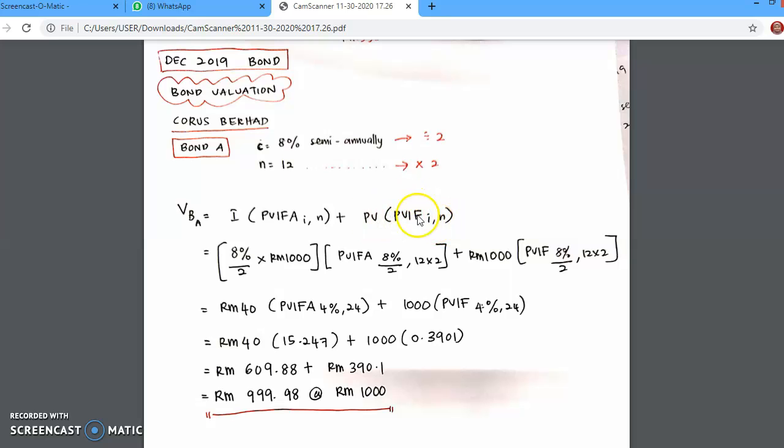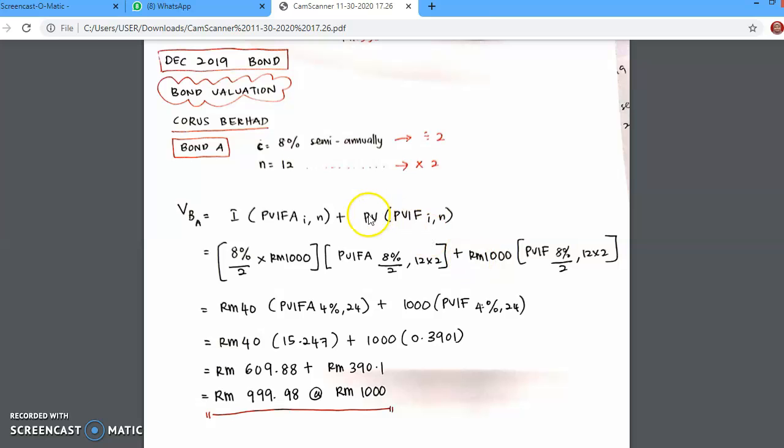Since par value ni kita bayar sekali sahaja untuk bond tersebut lah. Okay, untuk kita single transaction tu, par value dia 1,000, right? So this is how you calculate 8% divided by 2 times 1,000 so that you will get the coupon payment in RM. Okay, dan times PVIFA, 8% divided by 2, so 12% times 2. Kenapa? Sebab bond ini adalah semi-annually, so 8% bahagi 2, 12 darab 2.